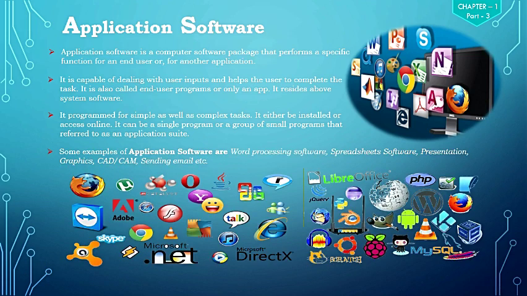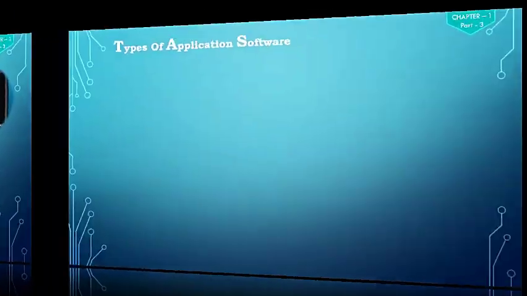You can see there are so many examples. Some examples of application software are word processing software, spreadsheet software, presentation graphics, CAD that is computer aided designing, or CAM that is computer aided manufacturing, sending emails, etc. These all are examples of application software. Now we'll see the types of application software.